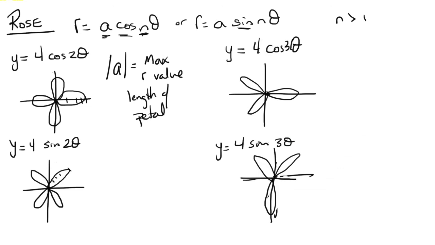So what does the cosine and sine do? Well, cosine is symmetric in the x-axis, and the sine is symmetric in the y-axis. Now let's talk about this n. When we did n, 2 theta made 4 petals. 3 theta makes 3 petals.